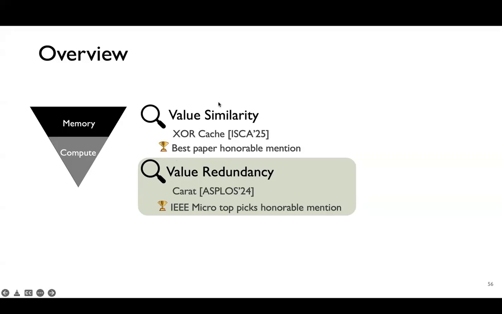All right, so I will move on to our second work, where we exploit value redundancy existing particularly in AI inference workloads. This is Carrot, published in ASPLOS 24, and it got an IEEE Top Picks honorable mention.